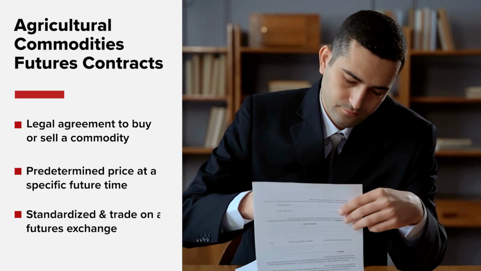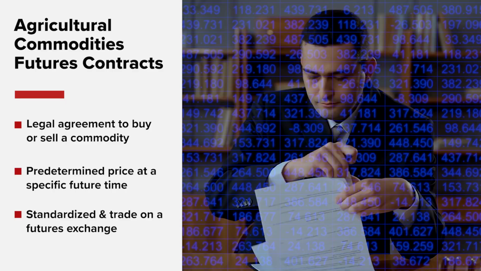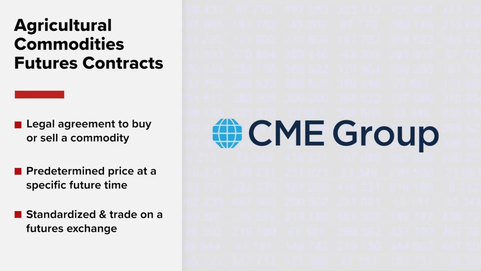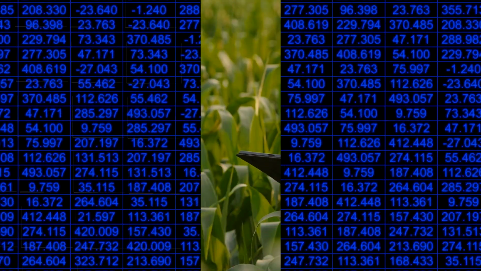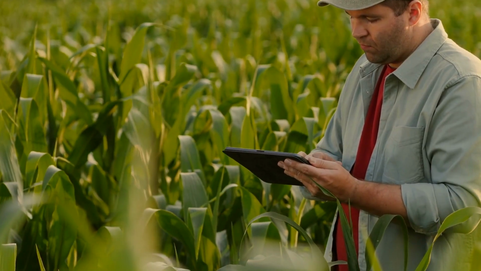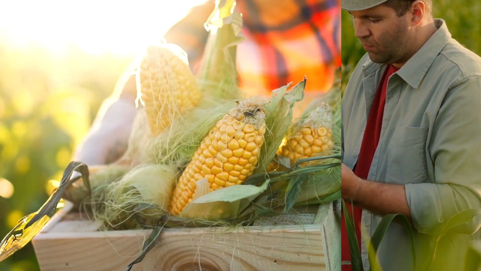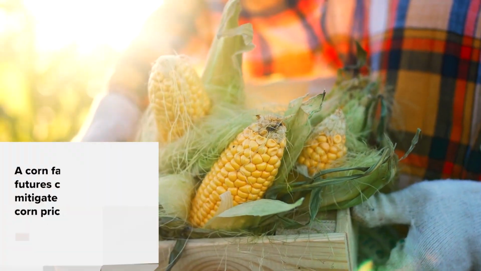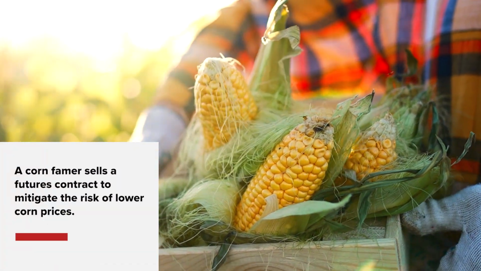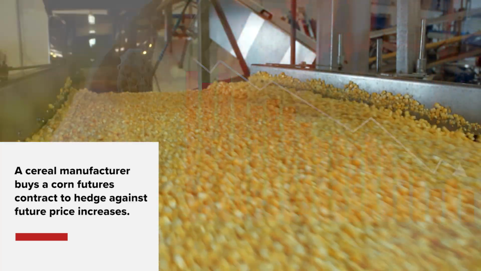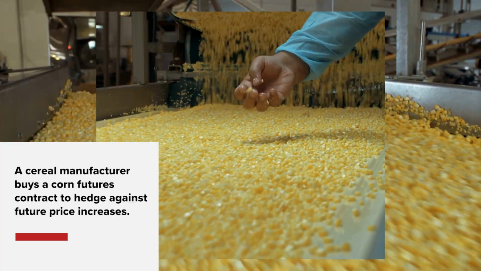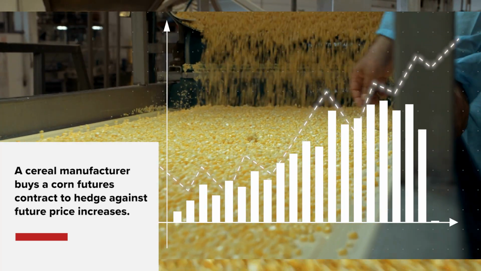These contracts are standardized and, as mentioned, traded on futures exchanges like the CME Group and the Intercontinental Exchange, or ICE. Now let's say a corn farmer wants to lock in a good price for their harvest 6 months from now. They can sell a futures contract, locking in today's price to avoid the risk of falling prices later. Or a cereal manufacturer might buy a corn contract to hedge against future price increases.